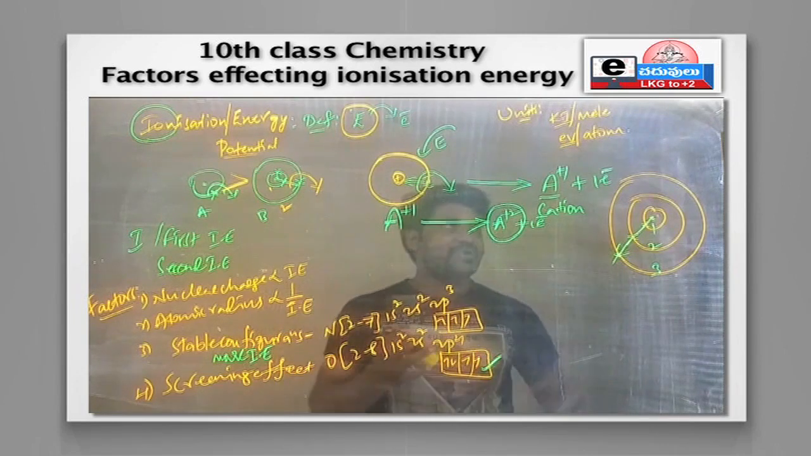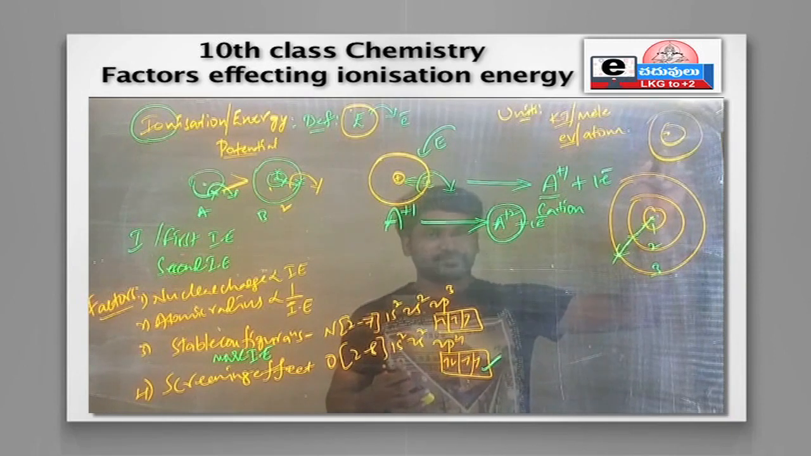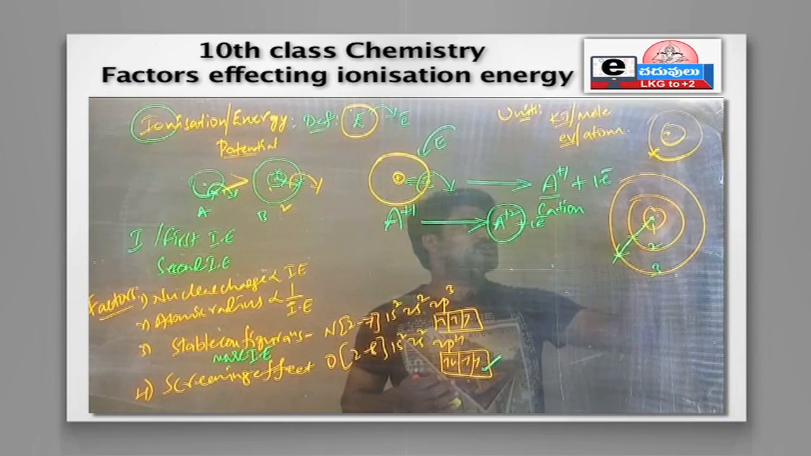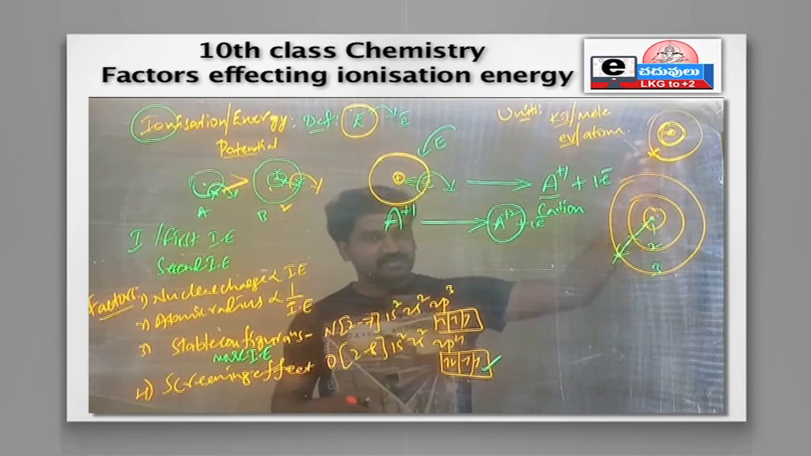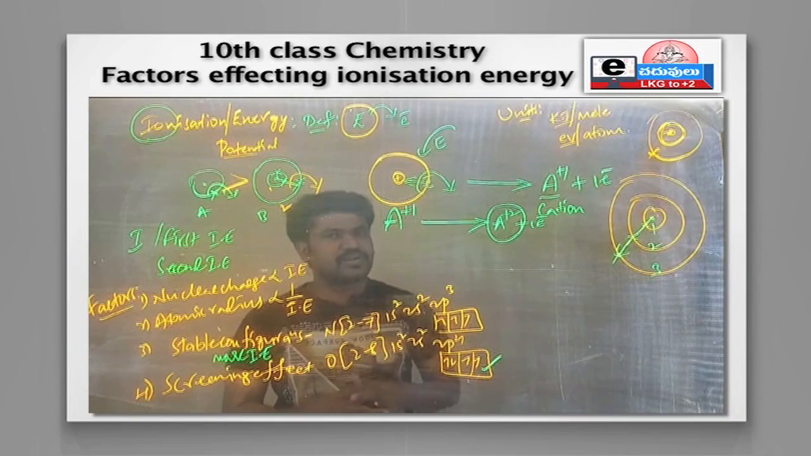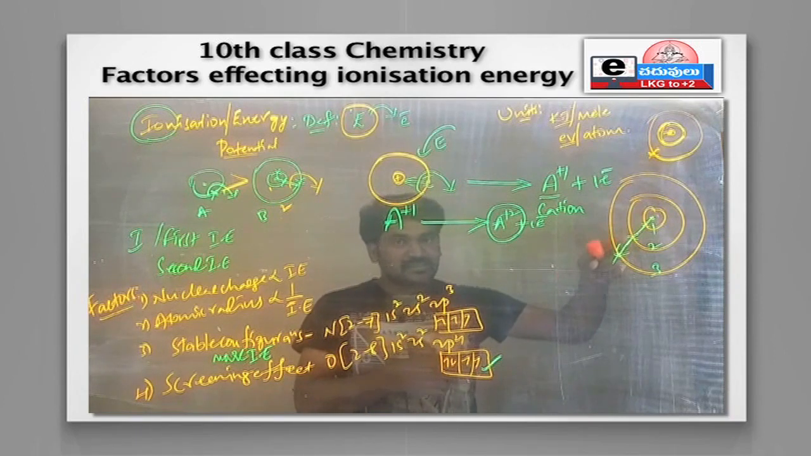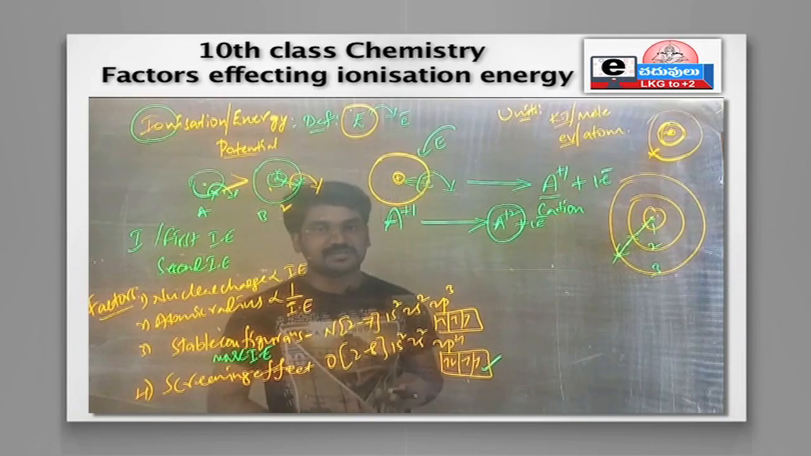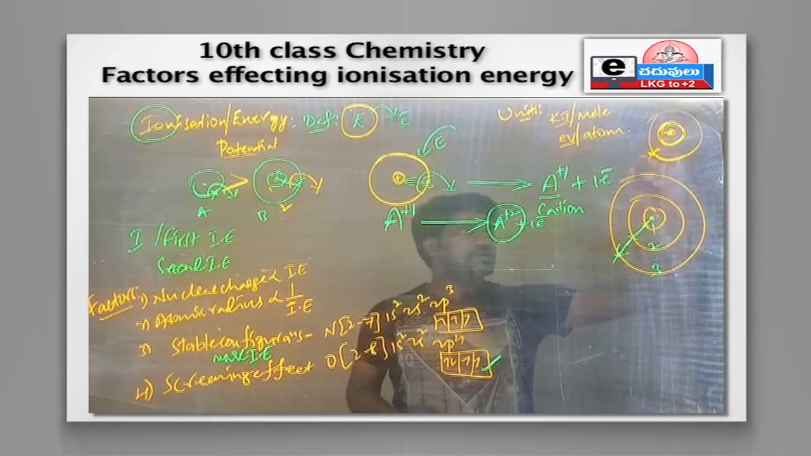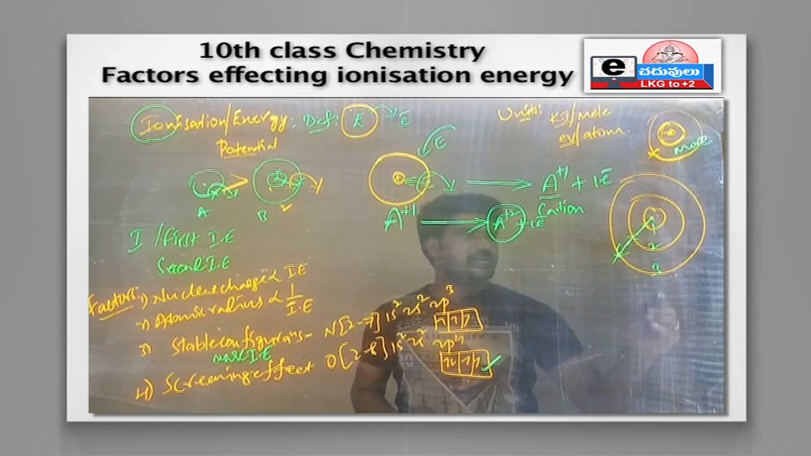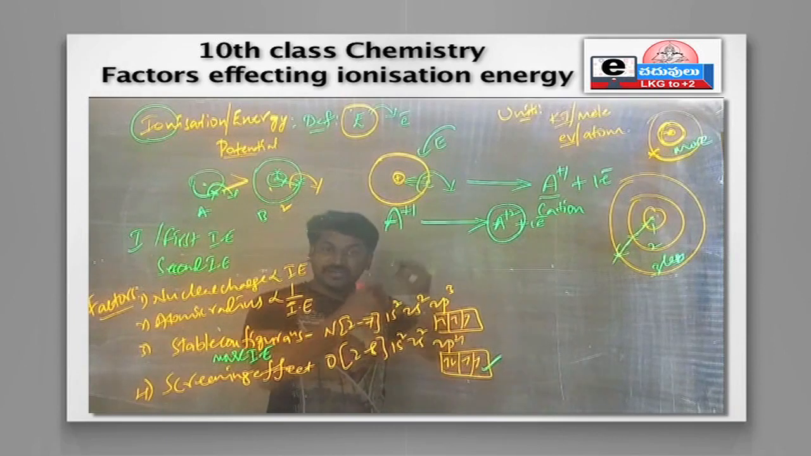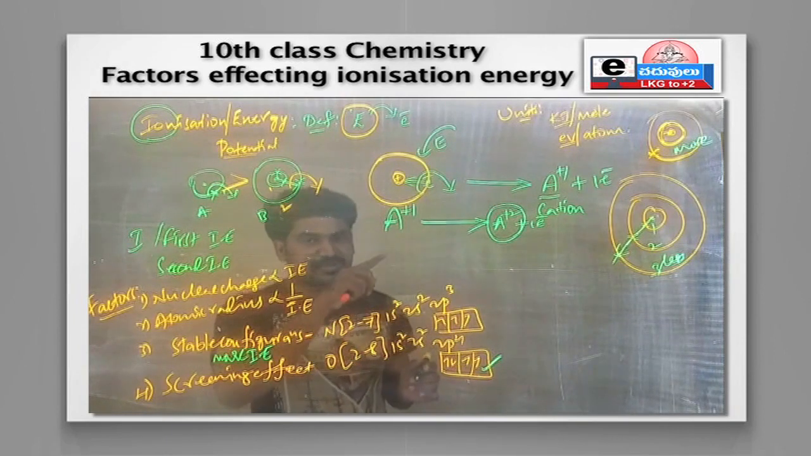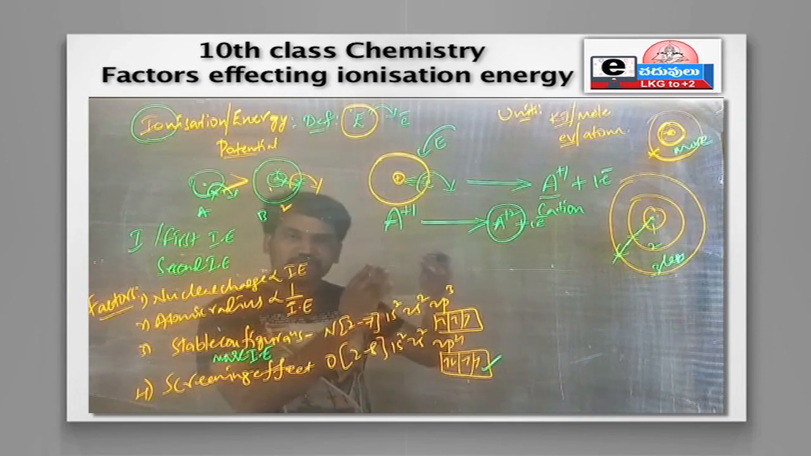Compare with a case where only 2 orbits are there. Here the electron is there, here the valence shell, and here the nucleus. In between them only one orbit is there, so that will absorb less energy. Here 2 orbits are there, they will absorb more energy. So here you need to apply more energy, and here you need to apply less energy. Why? Because the orbits present in between the valence shell and nucleus absorb the energy.